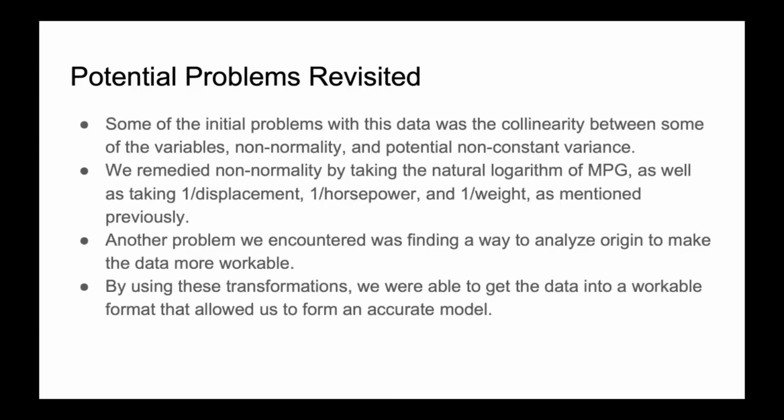We do the transformation on the MPG, which is to take the natural log, and then we take the reciprocal of 3 predictors: displacement, horsepower, and weight. And then we remove the acceleration from the predictors. Another thing we did is we create the dummy variables for the origin. So after we did all these transformations and model selection, we do fix our problems for the multicollinearity, non-constant variance, and non-normality in our data set.